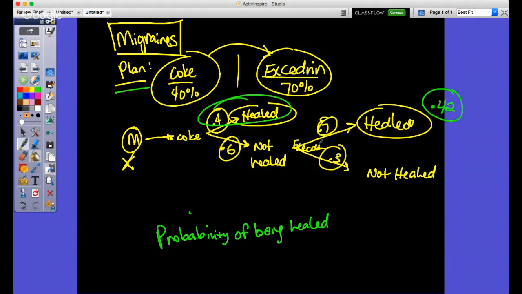Remember the tree diagram? And then 0.6 times 0.3 is 0.18. So the probability that I would be healed would be 0.4 plus 0.42, which is a total of 0.82. Or I could simply say 1 minus not being healed, which is the only one on this side: 1 minus 0.18. So my probability of being healed is 0.82.